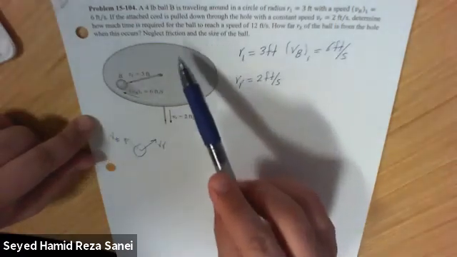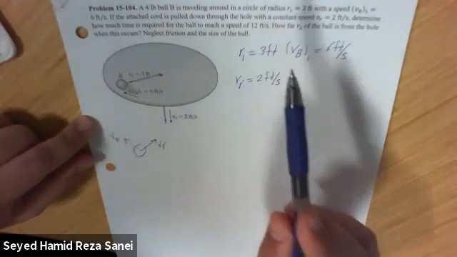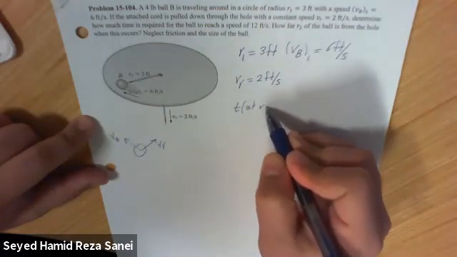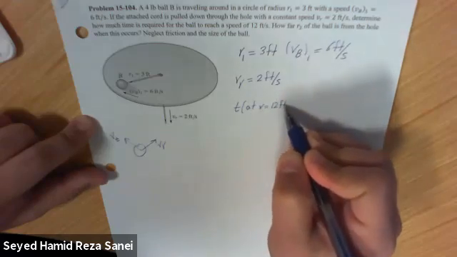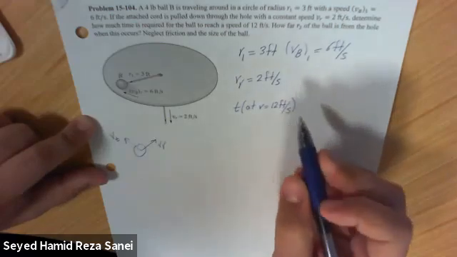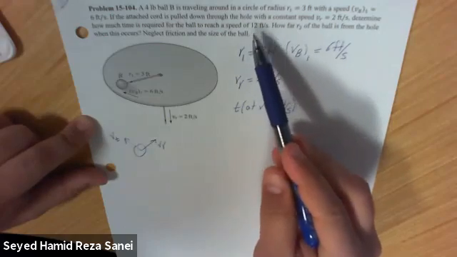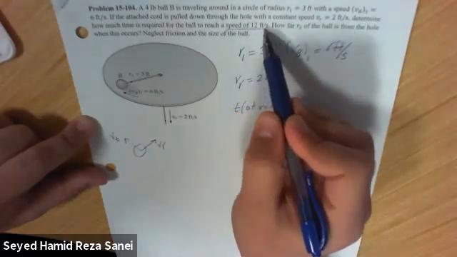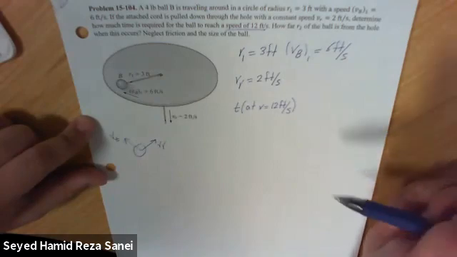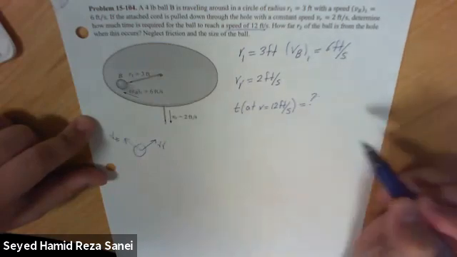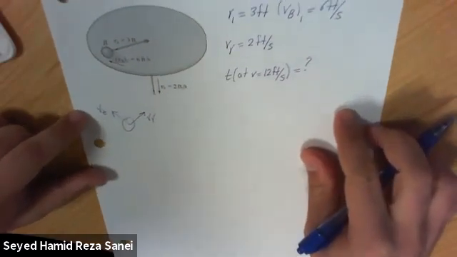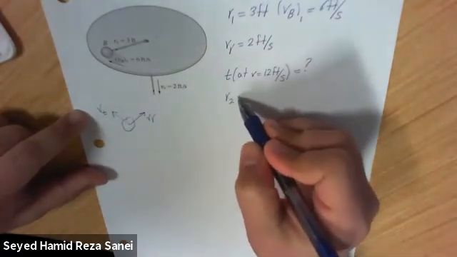Determine how much time is required for the ball to reach a speed of 12 feet per second. So we need the time that velocity is going to reach 12 feet per second. There is no indication of which component of velocity we are talking about, so it's the magnitude of the velocity. Speed also indicates that we are talking about the magnitude of velocity. So time is one of the unknowns. How far R2 of the ball is from the hole when this occurs. So we want to find R2 as well.